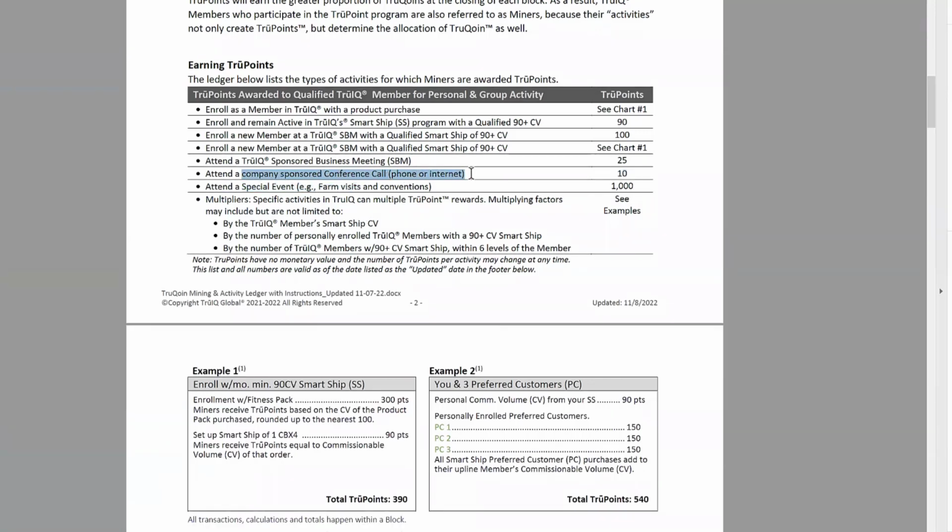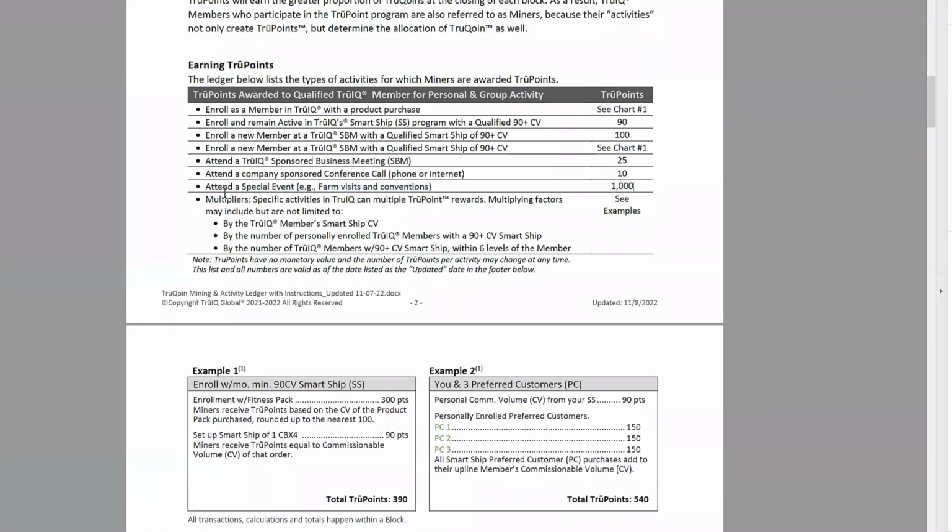So for example, those on the call tonight, we record those and we pull those reports down from Zoom every week. And on Friday, Cody actually helps me with this. We pull those reports down. And if you're on the call for more than 30 minutes of the call's duration, you get awarded points. And of course, special events. Here's an example of a farm visit, and there's 1,000 points awarded for that.